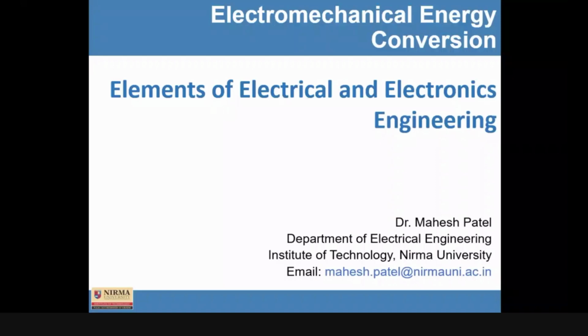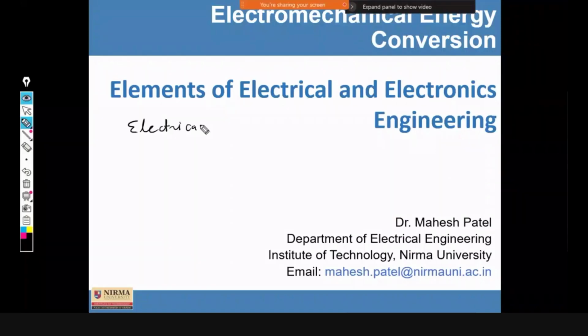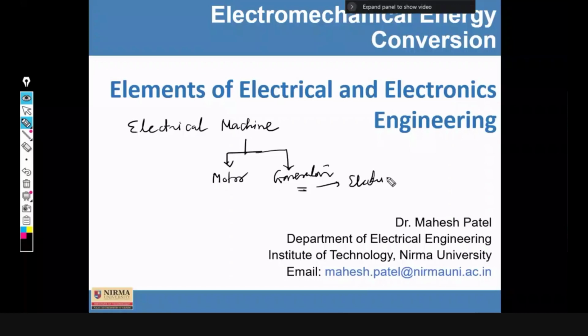So I will use a word called electrical machine, where it is made up of a motor or a generator. The generator will generate the electricity, and the motor will have rotation of a rotor, or a torque. So the output is torque, rotation, speed, and you can connect the mechanical load. Here we can connect the mechanical load, and here we can connect the electrical load.